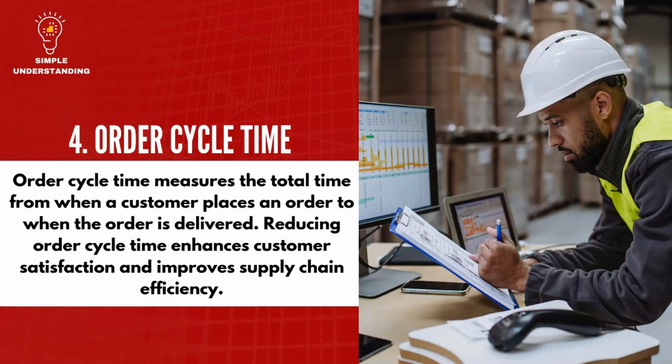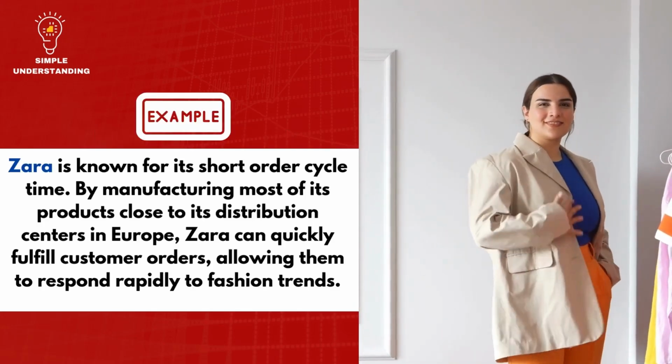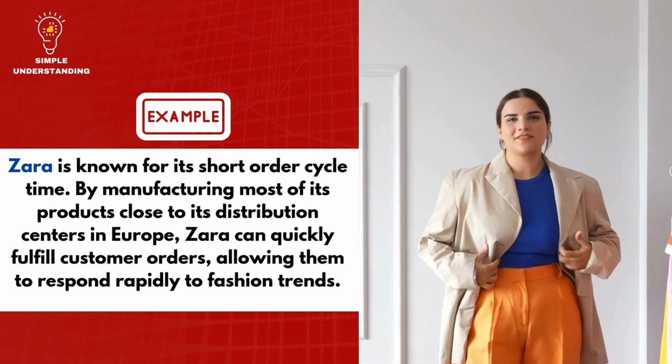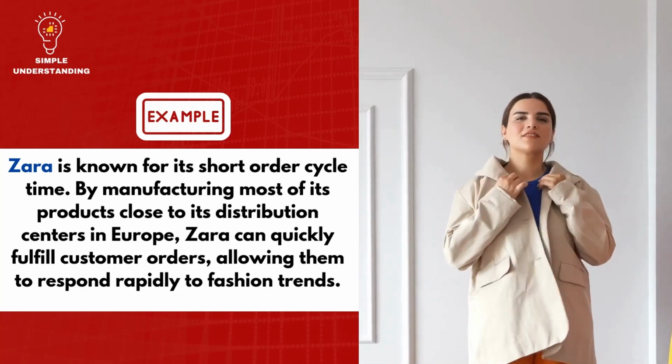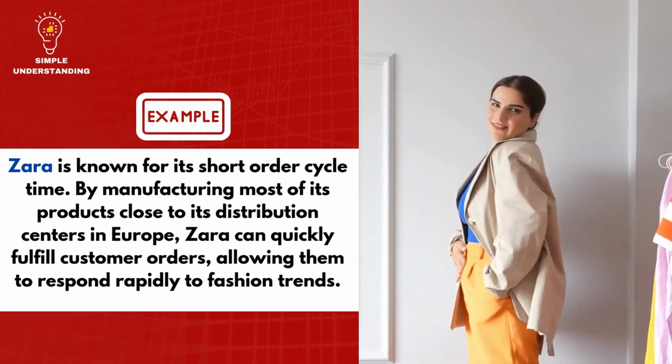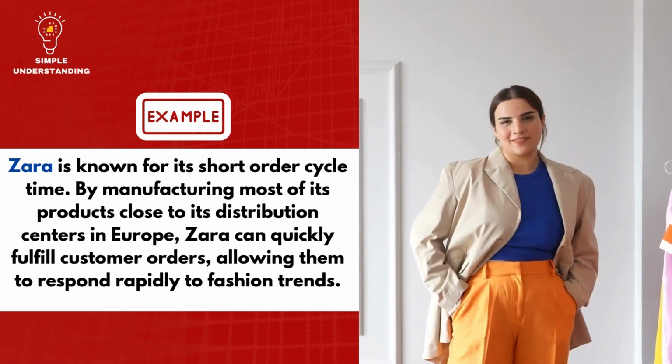4. Order cycle time. Explanation. Order cycle time measures the total time from when a customer places an order to when the order is delivered. Reducing order cycle time enhances customer satisfaction and improves supply chain efficiency. Example: Zara is known for its short order cycle time. By manufacturing most of its products close to its distribution centers in Europe, Zara can quickly fulfill customer orders, allowing them to respond rapidly to fashion trends.